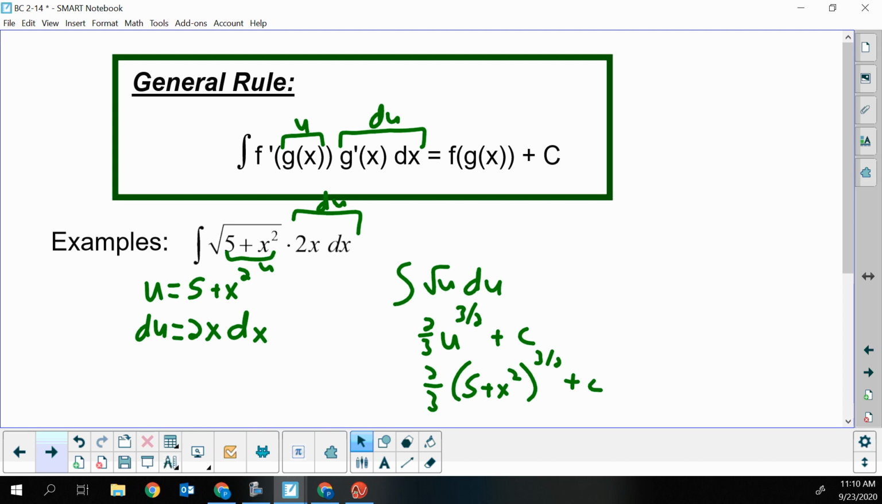Now, you can always check by doing your derivative. 3/2 times 2/3 is 1. We'll have the 5 plus x squared to the 1/2. That matches our square root. And then times the derivative of the inside, which would be 2x. That matches. And then the plus c, its derivative would just be 0. So that would go away.